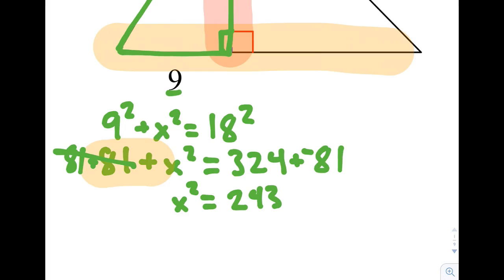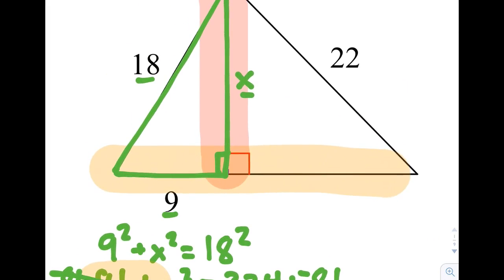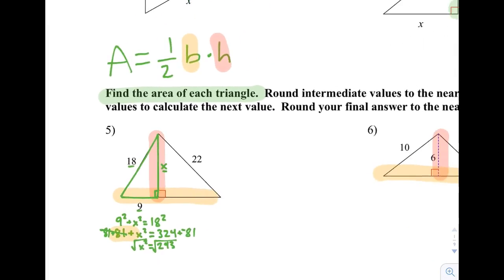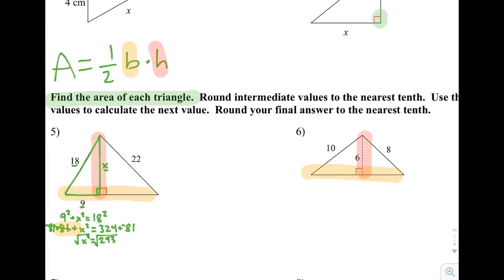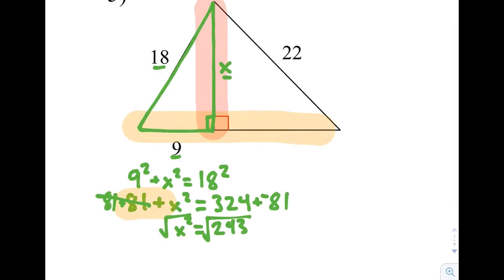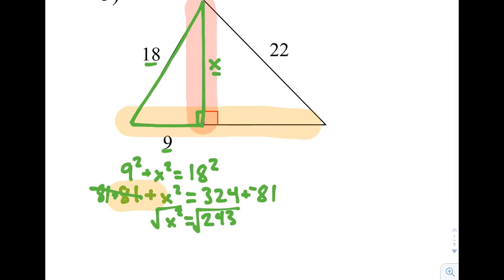To get x alone, we undo that, we square root, and we get square root of 243. Now, if we read the directions on this one, it says round answers to the nearest tenth, intermediate values to the nearest tenth. That means that this one is not going to be the exact radical form like we just did. We're actually going to round these. So in my calculator, I take the square root of 243, and I get 15.588. I round that off to the nearest tenth, meaning 15.6.